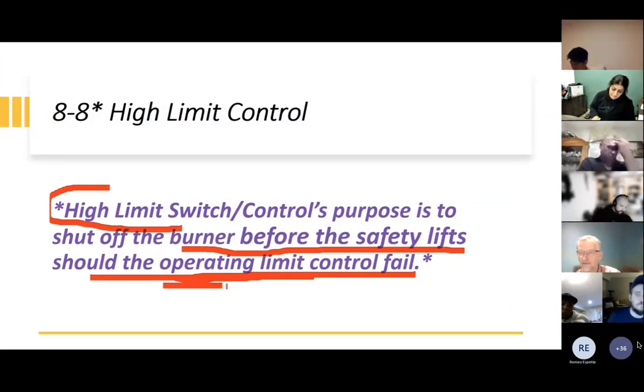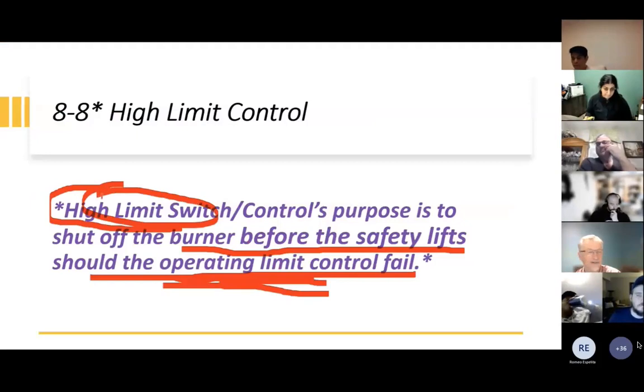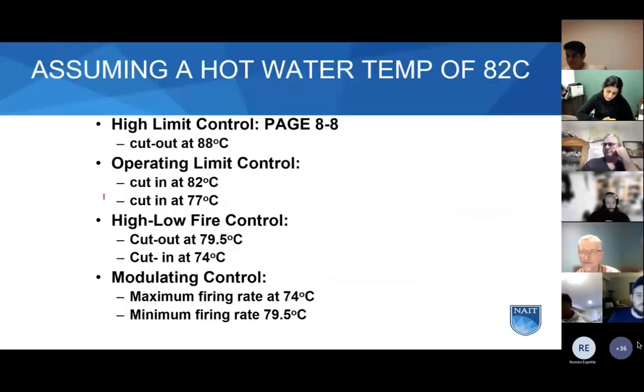Operating limit control might be on-off, might be modulating, and might be a high and low setup. If that fails or doesn't keep the pressure below this number, then this high limit switch will shut down and won't allow the system to start up by itself. And this shows you some examples.